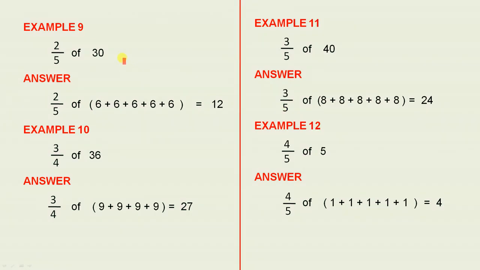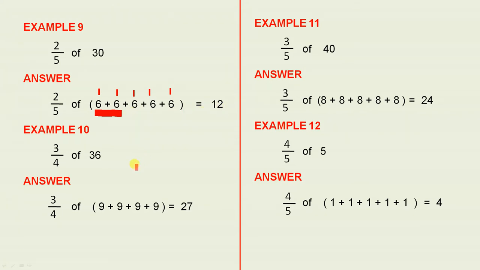Example 9. 2/5 of 30. The 5 tells us that the 30 is divided into five groups. 1, 2, 3, 4, 5. The 2 tells us we are interested in two of those groups. 6 and 6 are 12. So 2/5 of 30 equals 12.